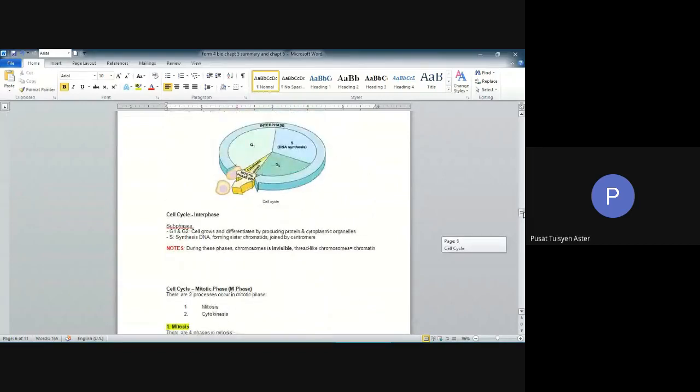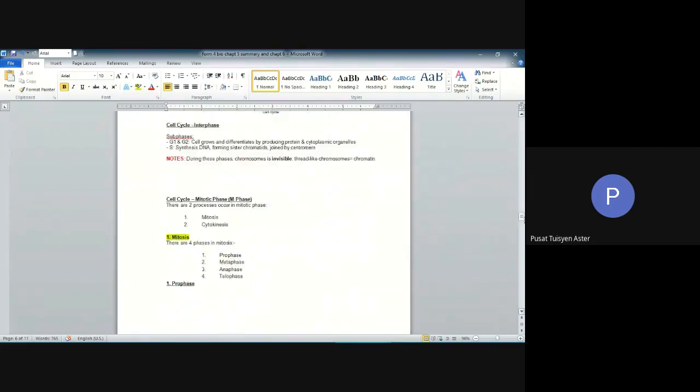So we have cell phases G1, G2, and cell growth differentiates by producing protein, cytoplasmic organelles. S phase, synthesize DNA, forming sister chromatids, joined by centromere. Okay, I will explain in detail, no worries. So what I want to show you guys is mitosis has four parts. Okay, two processes, mitosis and cytokinesis. There's four parts called prophase, metaphase, anaphase, telophase.